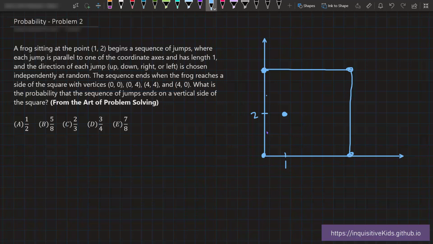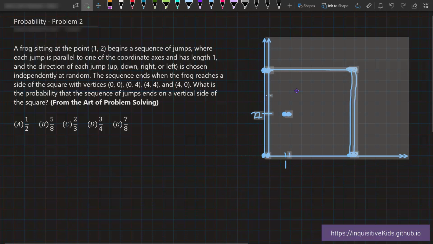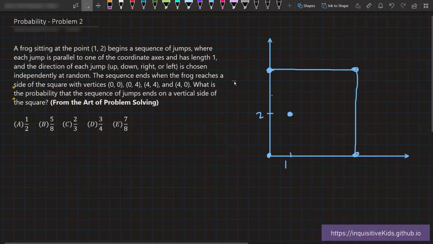So we have to first break this problem down. As you can see, we already drew out a quick coordinate plane to show us the path of the frog. This is the square that it's jumping in, and here is its starting point, (1, 2). So this is where the frog is starting, and it could jump over by 1 or jump up by 1, or in any of the 4 directions that we are given.